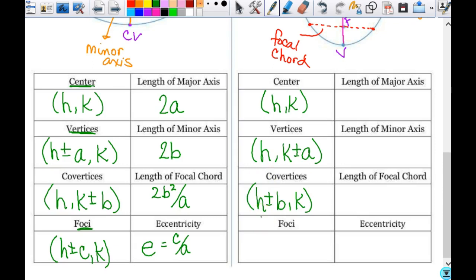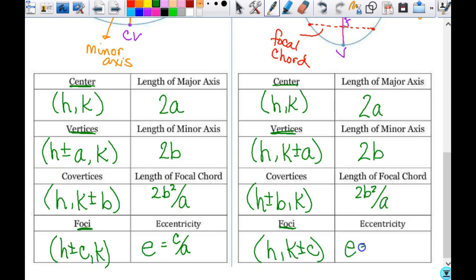Okay. And I know this is very abstract with just all the variables, but if you can think through this, when you have the actual numbers, it helps you get things very, very quickly. Foci line up with the vertices, which line up with the center, so that's all a change in your y value. So h remains the same, and it's k plus or minus what? c. Does the length of the major axis change? Or is it still 2a? 2a, okay? And this is still 2b. And this is still 2b squared over a. And this is still e equals c over a. Everybody good with all that so far?